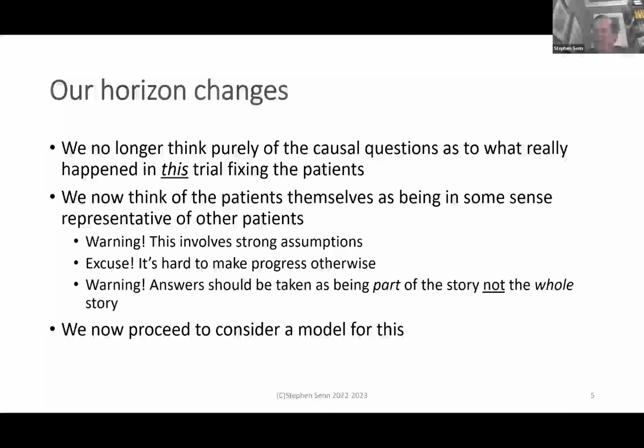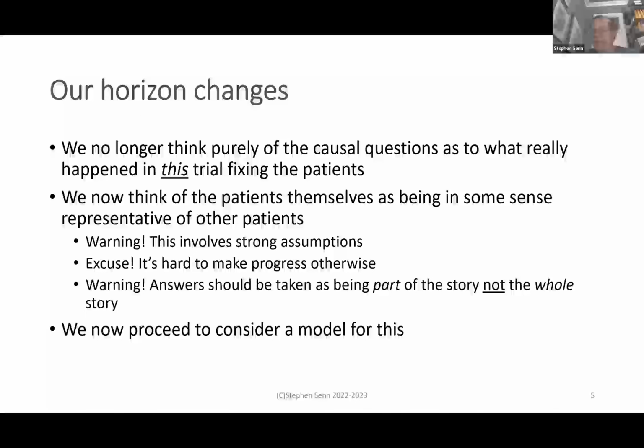So this means that our horizon changes. We no longer think purely of the causal questions as to what really happened in this trial, fixing the patients, but we now think of the patients themselves as being in some sense representative of other patients. So there's a warning here that this involves strong assumptions, and I think this is often ignored. We tend to sort of assume that clinical trials are in some way involved in random sampling, but that's not the case. Any statistician who worked in survey work would be horrified at this particular idea.